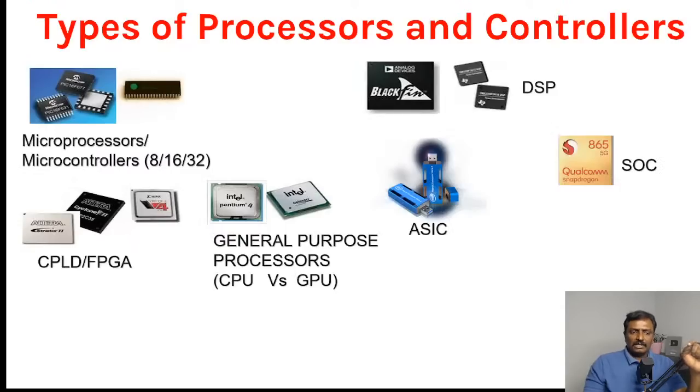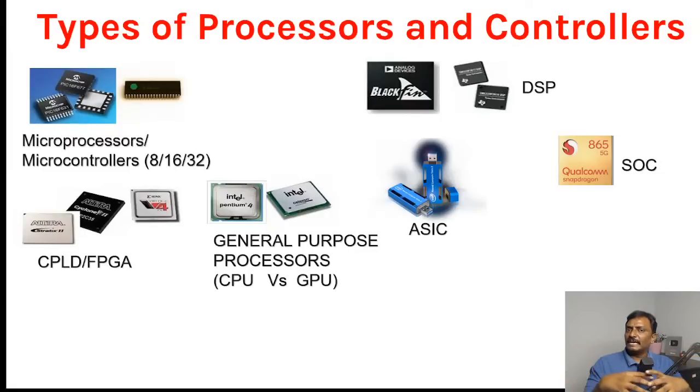Coming to the processors and controllers, there are different types of processors and controllers in the market. We have microprocessors, microcontrollers, and digital signal processors. We have CPLDs and FPGAs. Apart from this, we also have general purpose microprocessors like Pentium 4, AMD, and Intel Celeron. We also have ASICs, application specific integrated circuits, and system on chip, the chips used in mobile phones. Qualcomm Snapdragon is an example of a system on chip.